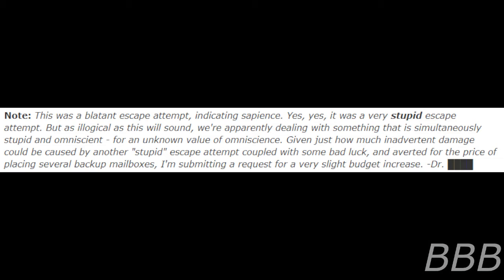Yes, it was a very stupid escape attempt, but as illogical as this would sound, we're apparently dealing with something that is simultaneously stupid and omniscient. For an unknown value of omniscience, given just how much inadvertent damage could be caused by another stupid escape attempt coupled with some bad luck, and afforded for the price of placing several backup mailboxes, I'm submitting a request for a very slight budget increase. Dr. Beep.